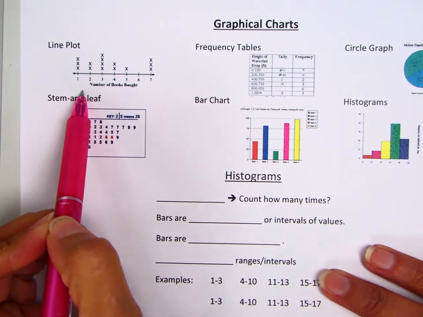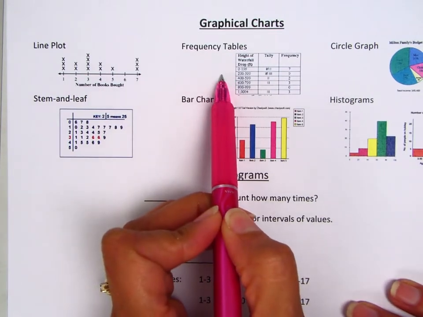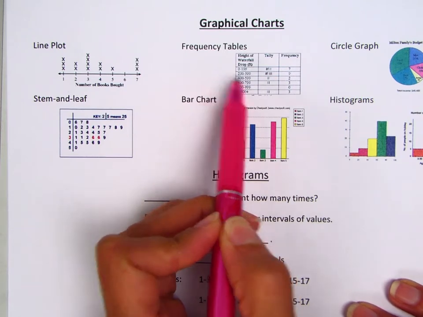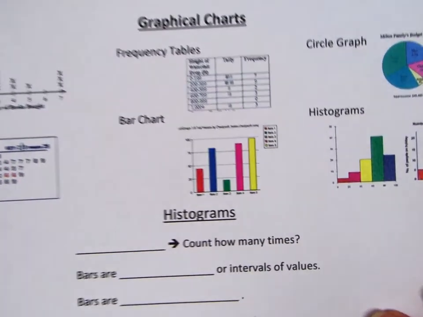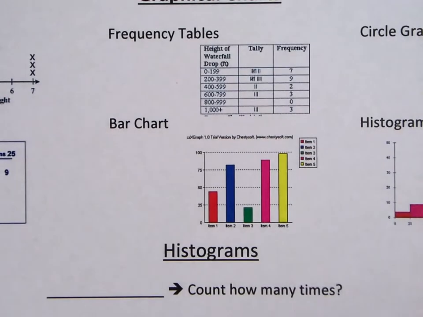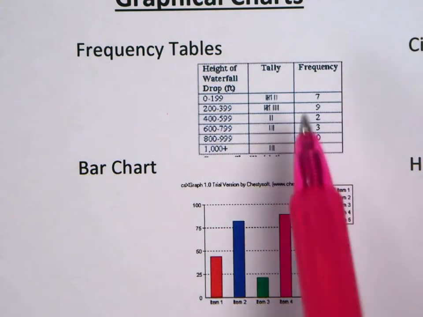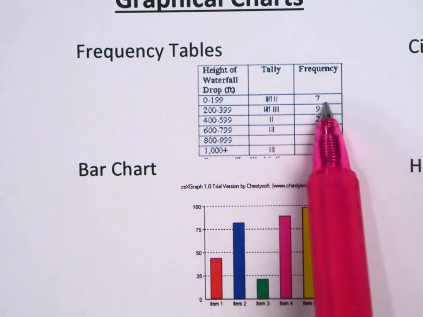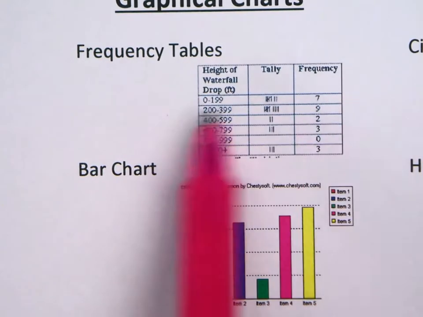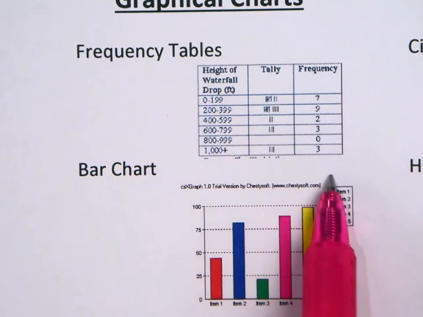There's a line plot, a stem and leaf plot, frequency tables, which we'll be building one today, and a frequency table is a count of the information. So you would take tallies. I'm going to zoom in on it so you can see. So you would make tally marks for everything that you need. And then you would count those tally marks up, and that would be your frequency. So for instance, 0 to 199 happened 7 times. And this part of the table is what's going to be important when we create a histogram.